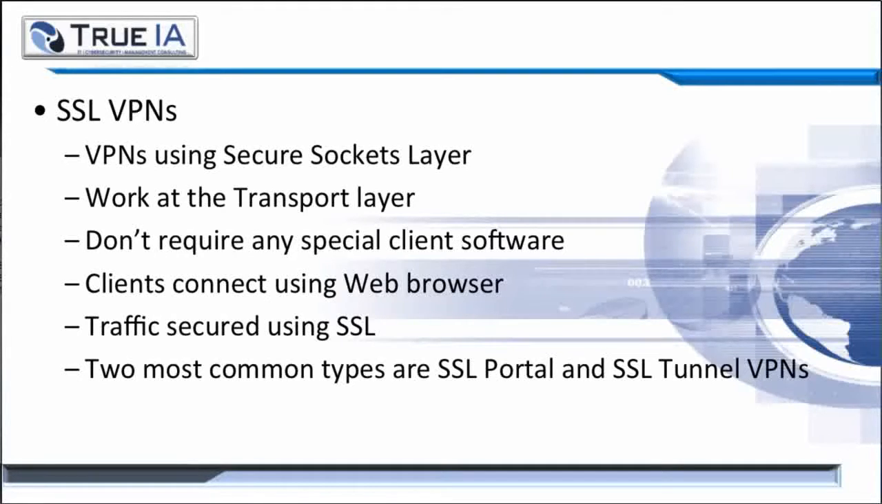Also, coupled in with VPNs, you have SSL. VPNs use SSL to work. SSL is the transport layer technology that makes it all flow. It doesn't require any special client or software. Your clients at this point are connecting using a web browser. Then the traffic itself is secured via an SSL tunnel. The two most common types are an SSL Portal and the SSL Tunnel VPN.